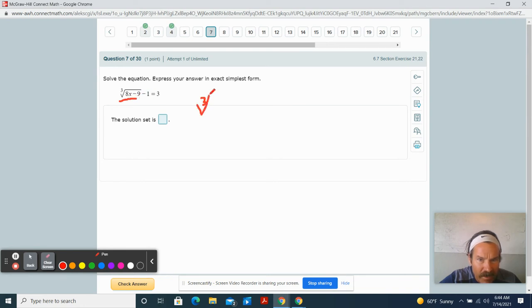So I'm just going to copy down the cubed root of 8x minus 9. Okay, and I'm going to add 1 to both sides, so that is a 4. Right? Add 1 there, add 1 there. Okay, now, to get rid of a square root, we squared both sides. How do you think we get rid of a cubed root? If you're thinking you cube both sides, you're correct.